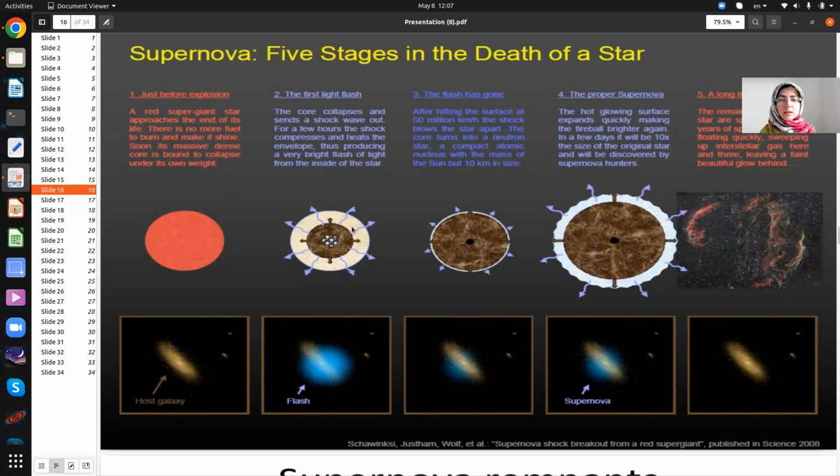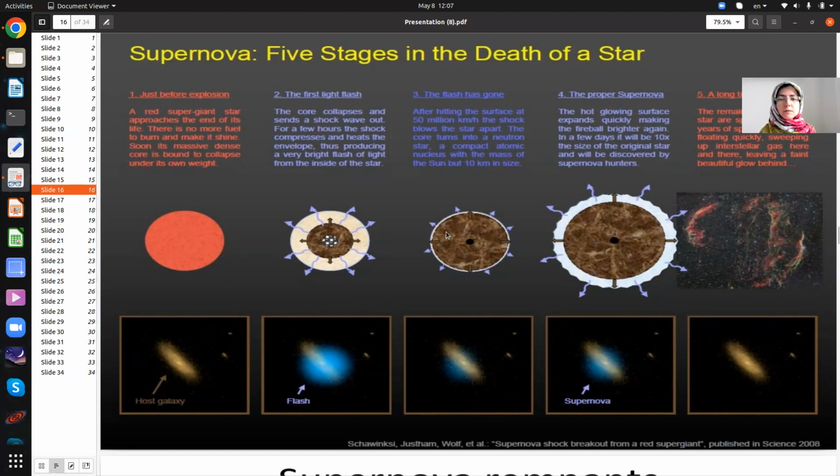And here you see the second, the first light flash. As you see here also, the core collapses and sends a shock wave out. For a few hours, the shock compresses and hits the envelope, thus producing a very bright flash of light from the inside of the star.